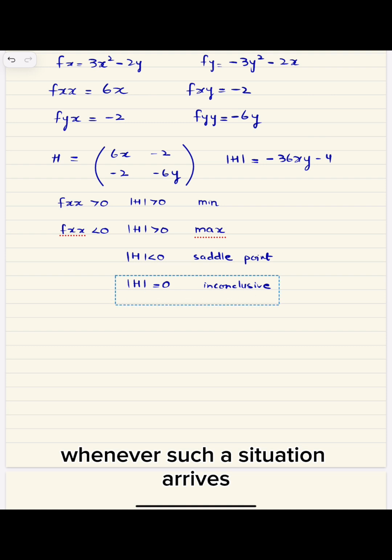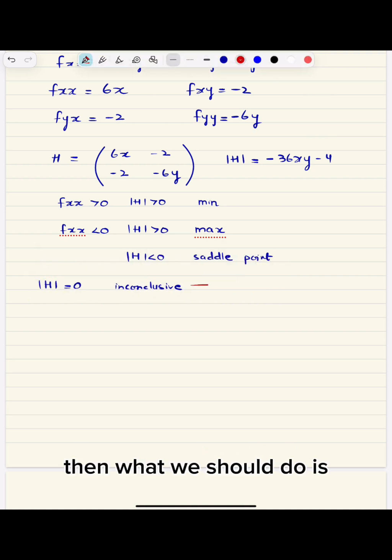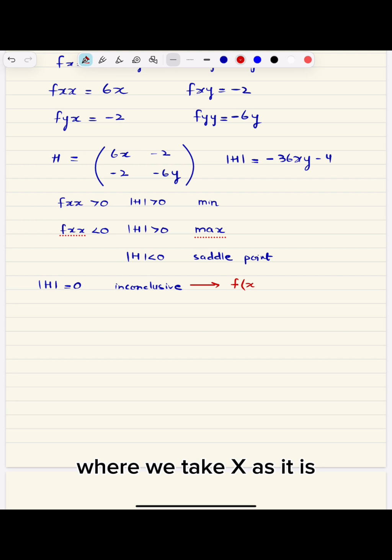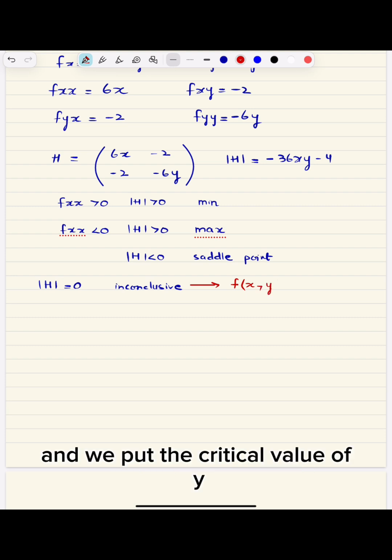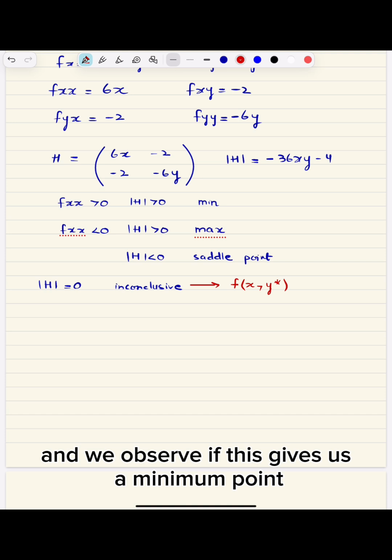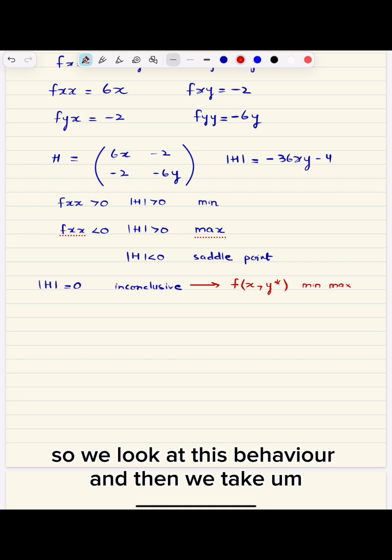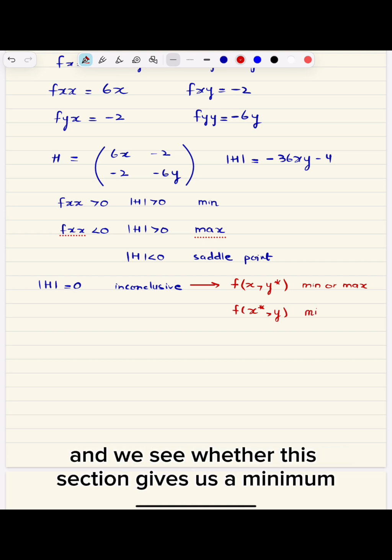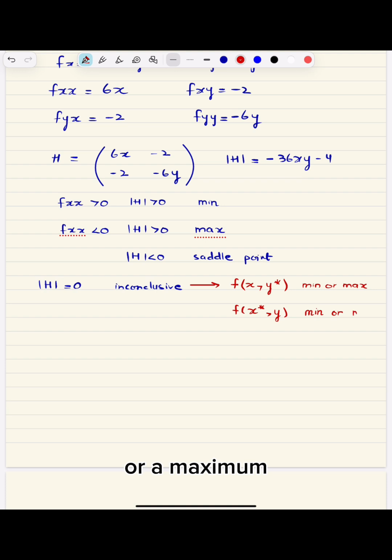whenever such a situation arises, we should analyze the function where we take x as it is and put the critical value of y, and observe if this gives us a minimum point or a maximum point. So we look at this behavior, and then we take x at its critical value and y as it is, and we see whether this section gives us a minimum or a maximum.